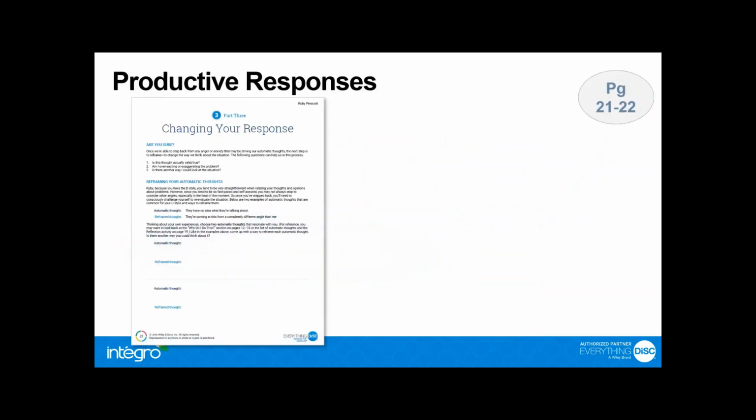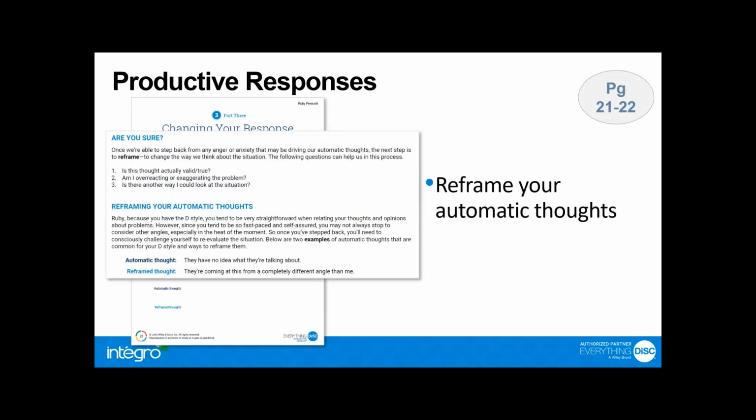So then on page 21, right, we have some really useful tips here on how to reframe, to change the way we think about the situation. Right? Is this thought actually valid or true? Am I overreacting or exaggerating the problem? Is there another way I could look at the situation?